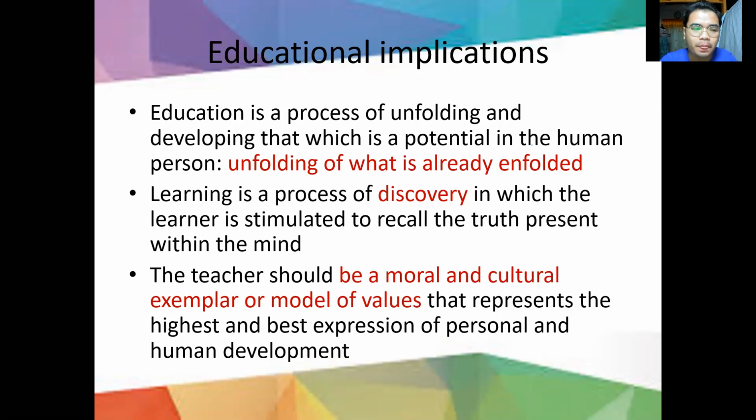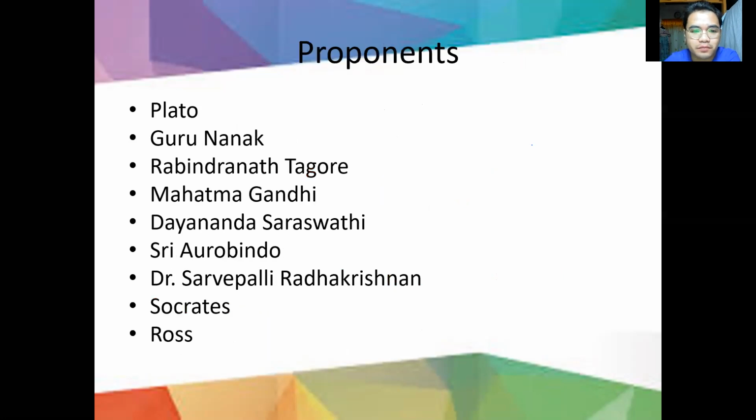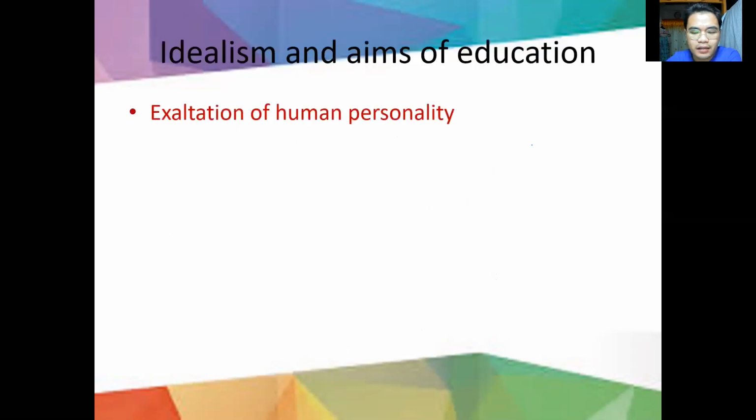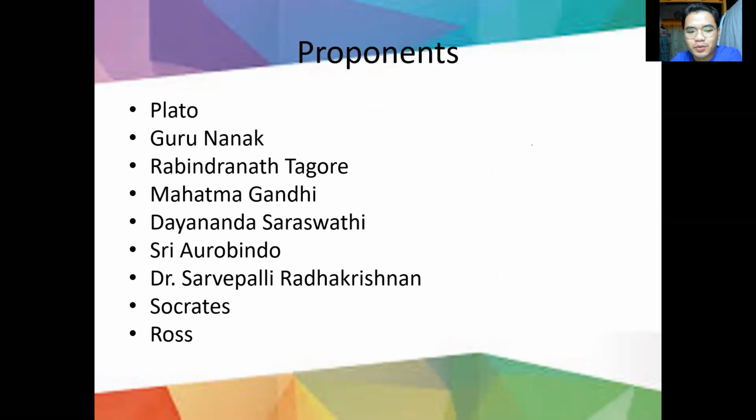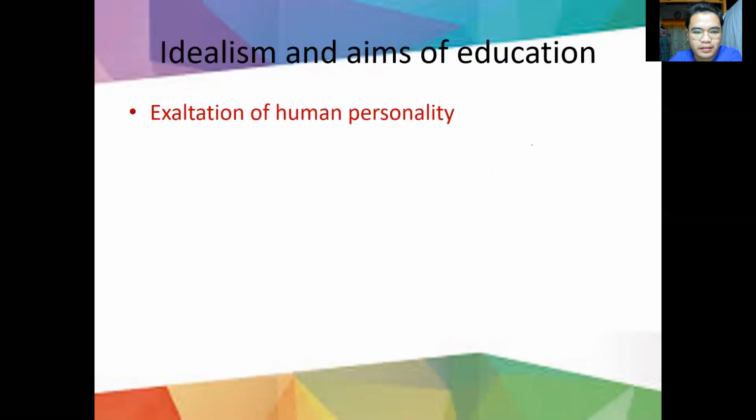Mahirap nang i-establish yan because there are so many factors now that could affect the perception, the points of view of our learners. But ideally speaking, we should strive to become the role model inside our classroom. Okay, so the proponents of these are Plato, Rabindranath Tagore, who you were able to see again in naturalism, Mahatma Gandhi, Socrates. Okay, students would pronounce this as Socrates, but it's Socrates.